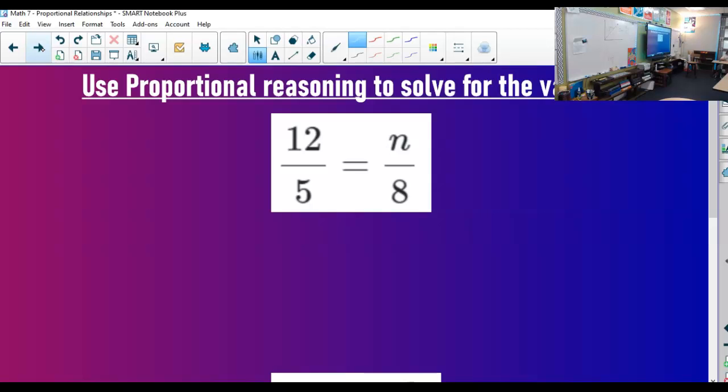Yes, so that means times 10 too. That means you got a really, really big number. But that is not what we're doing right now.